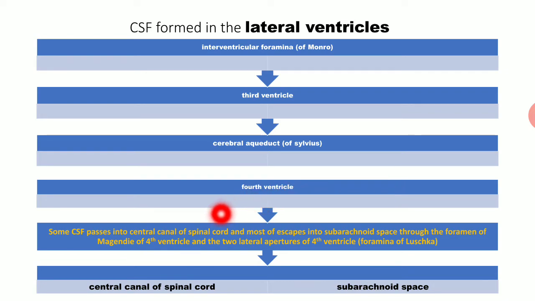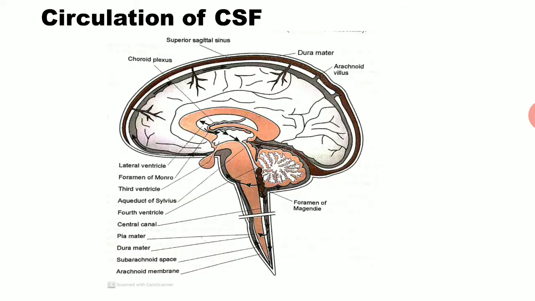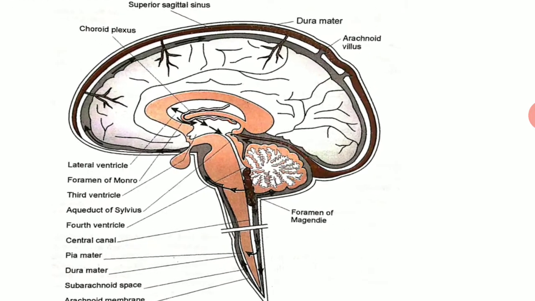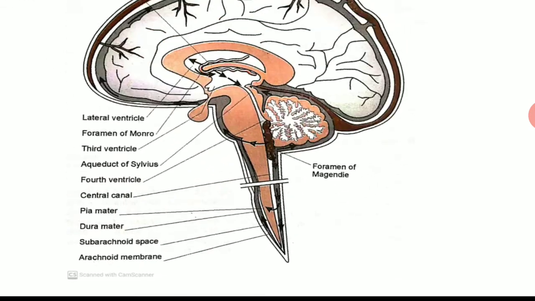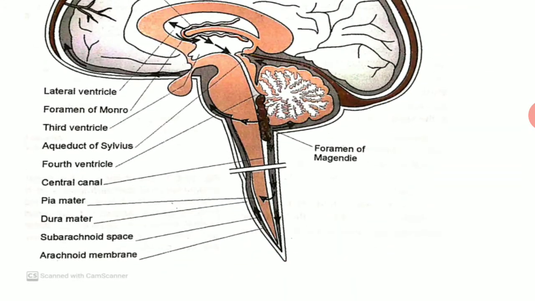Some CSF passes through the central canal and the majority through the subarachnoid space, through the foramen of Magendie of the fourth ventricle and the two lateral apertures of the fourth ventricle. These are also known as the foramina of Luschka. So you can see the circulation in this figure. The first site of formation is the lateral ventricle.